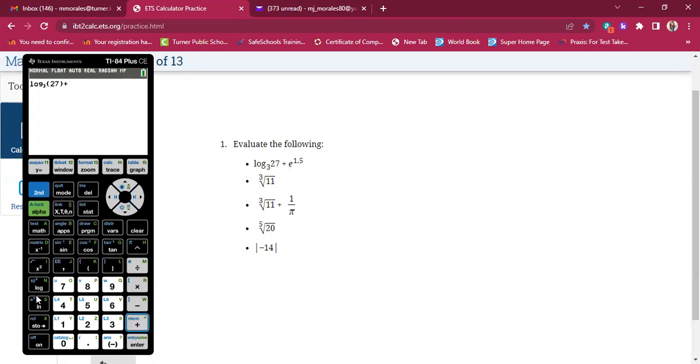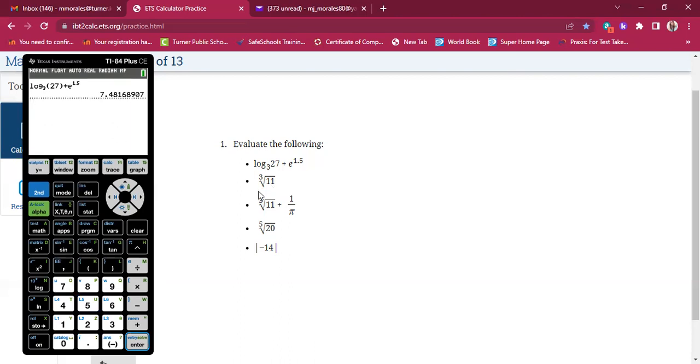So make use of e raised to x. Since it's colored blue, you have to press second shift and then press it, and then just write 1.5 and hit enter. So that will be your answer.